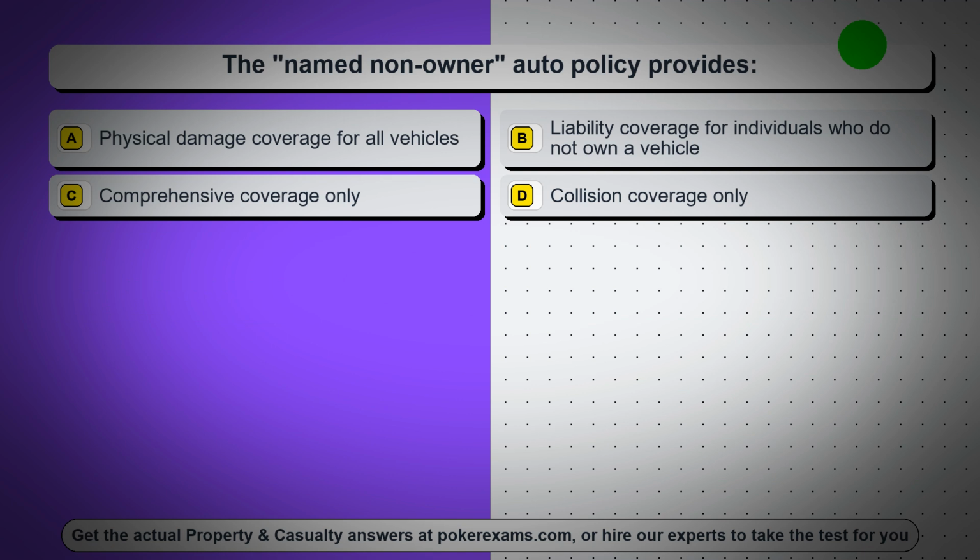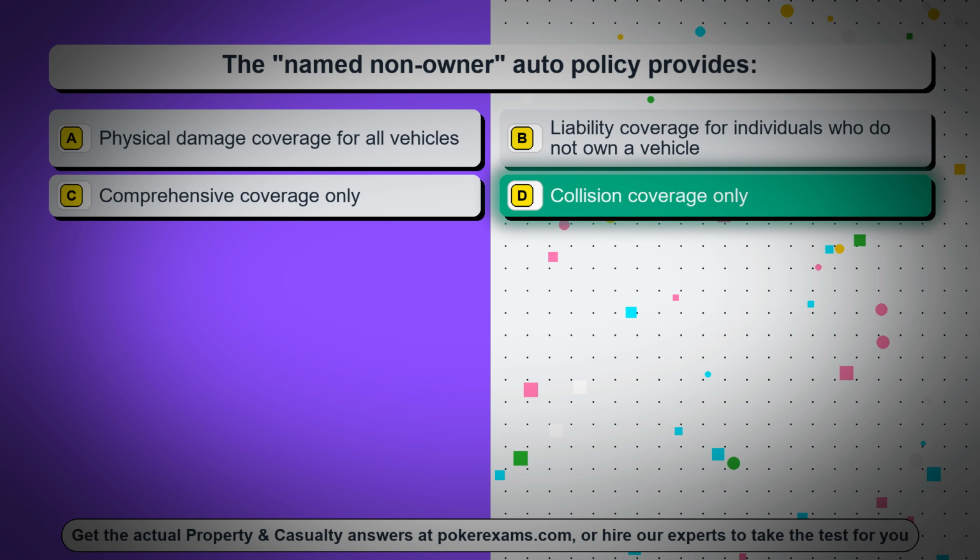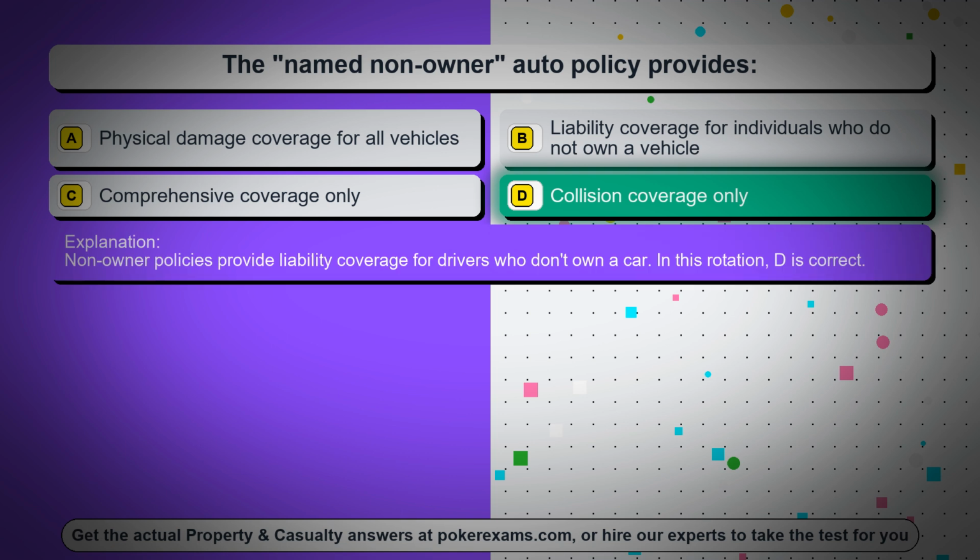Question 26. The named non-owner auto policy provides: Option A, physical damage coverage for all vehicles. Option B, liability coverage for individuals who do not own a vehicle. Option C, comprehensive coverage only. Option D, collision coverage only. The correct answer is option D, collision coverage only. Non-owner policies provide liability coverage for drivers who don't own a car. In this rotation, D is correct.